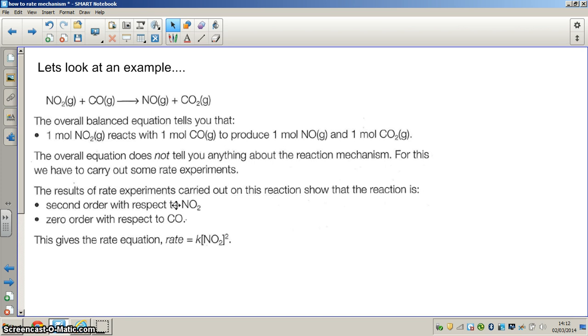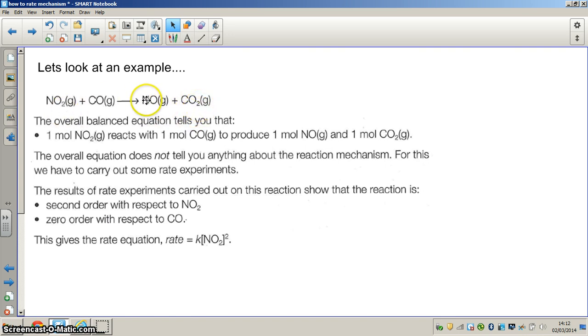The best way of explaining this further and in detail is to actually look at a chemical reaction. And here is a chemical reaction between nitrogen dioxide and carbon monoxide, forming nitrogen monoxide and carbon dioxide. So if we actually look at the stoichiometry of this equation, that tells us that effectively 1 mole of nitrogen dioxide gas will react with 1 mole of carbon monoxide gas to produce 1 mole of nitrogen monoxide gas and 1 mole of carbon dioxide gas.